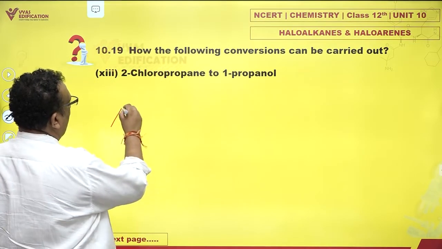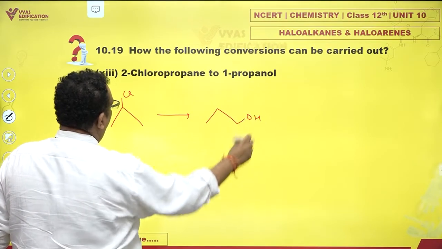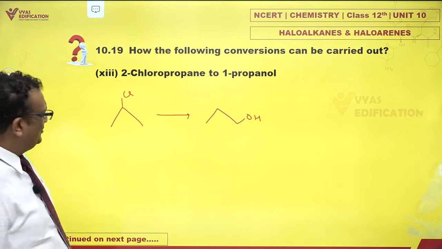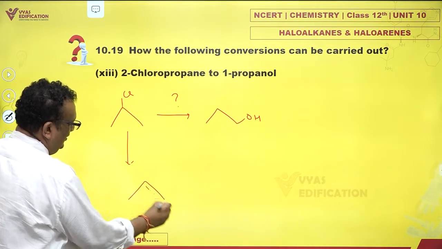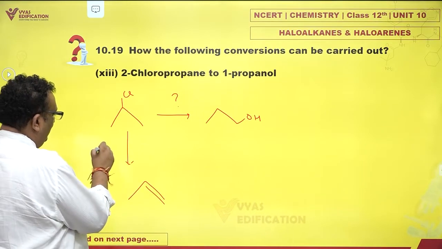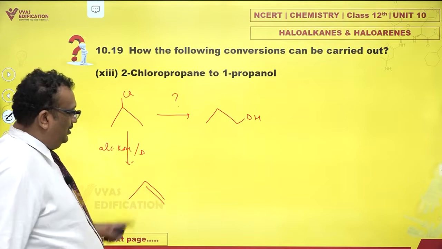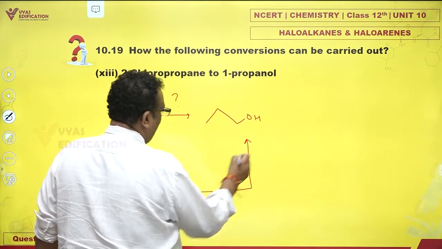You have 2-chloropropane and you want propan-1-ol. Now this is interesting. How do you do that? Not difficult again. How do you do this? Get propene. How? Alcoholic KOH, heat. Propene to propan-1-ol, anti-Markovnikov addition of water.